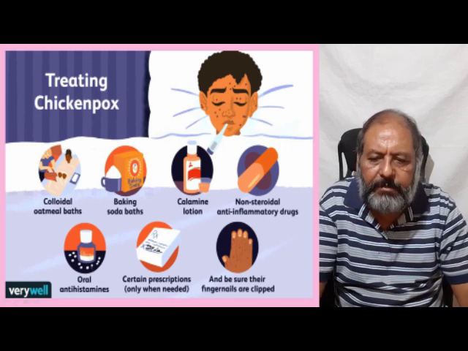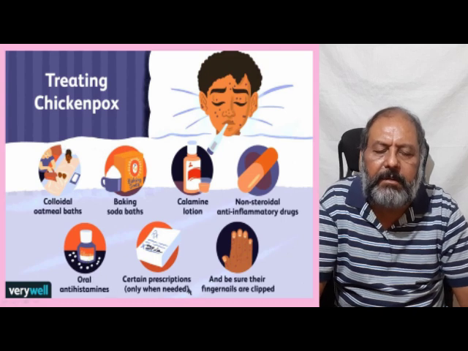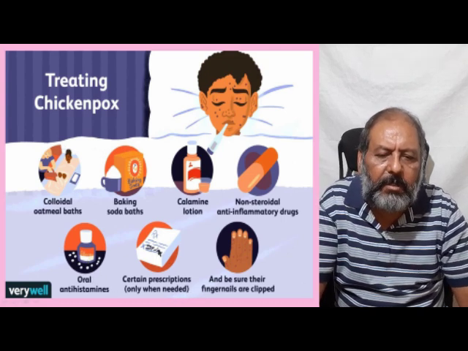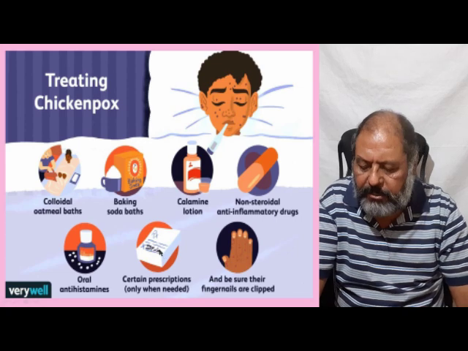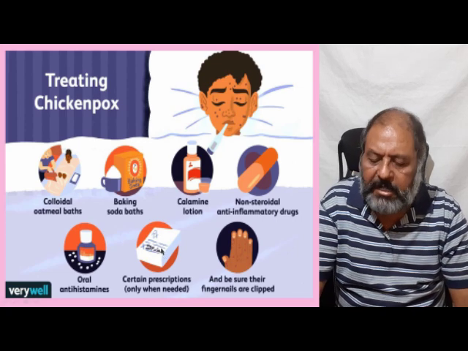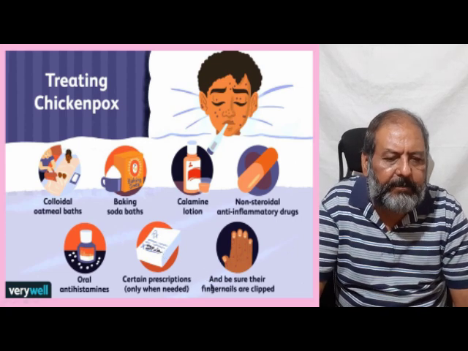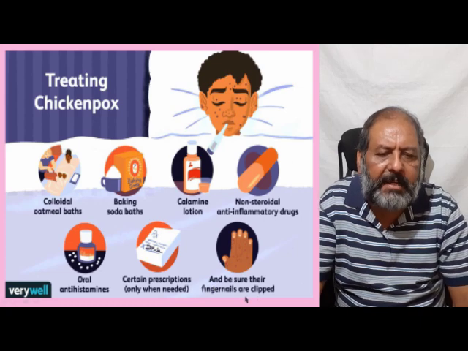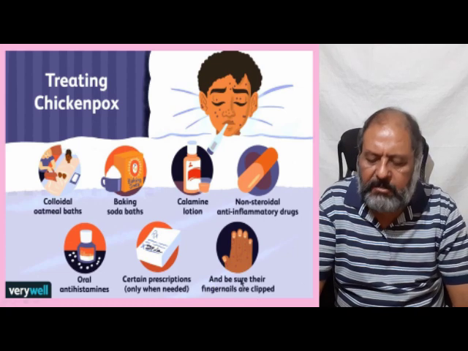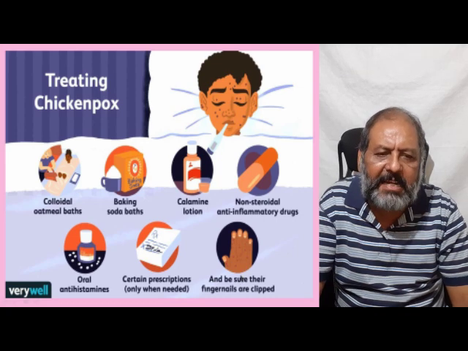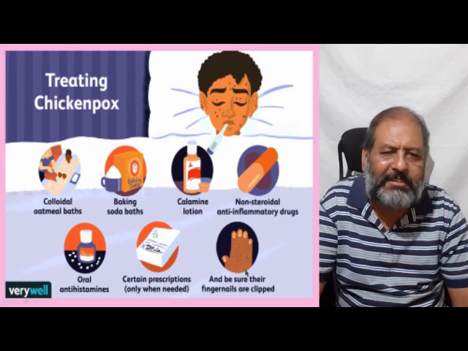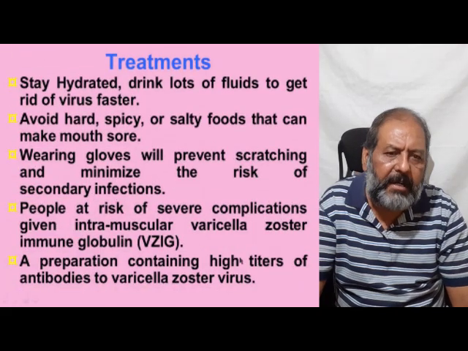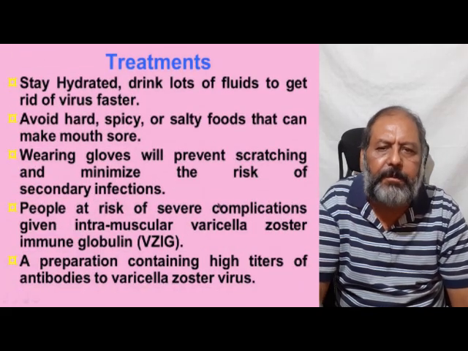So here, treating chickenpox: colloidal oatmeal bath, baking soda bath, calamine lotion, non-steroidal anti-inflammatory drugs for pain relief, oral antihistamine also as a sedative, and certain prescription medication only when needed if the person is going to have a secondary bacterial infection, and one should keep the fingernails short and clipped to avoid scratching and irritation, to avoid bacterial skin infection.